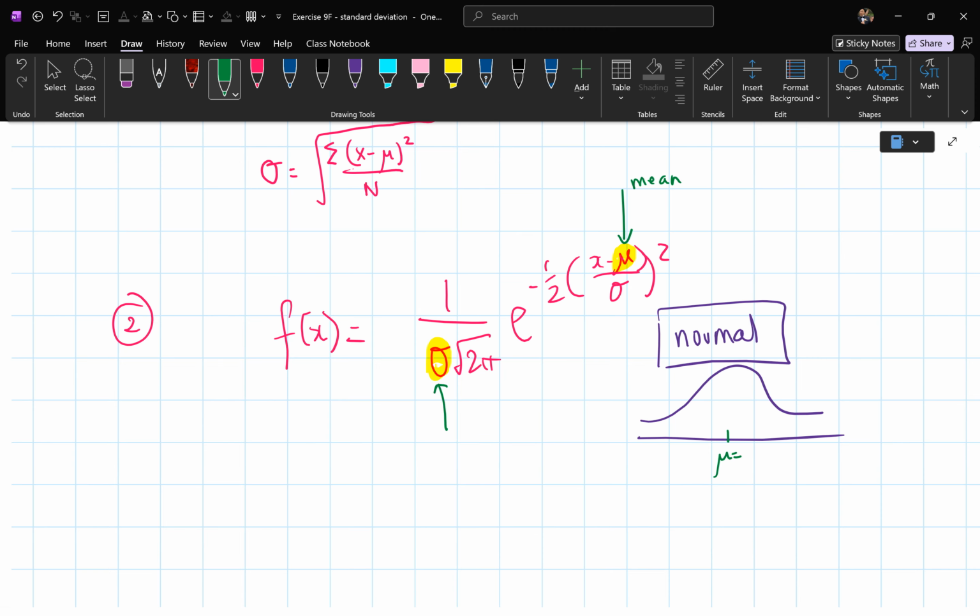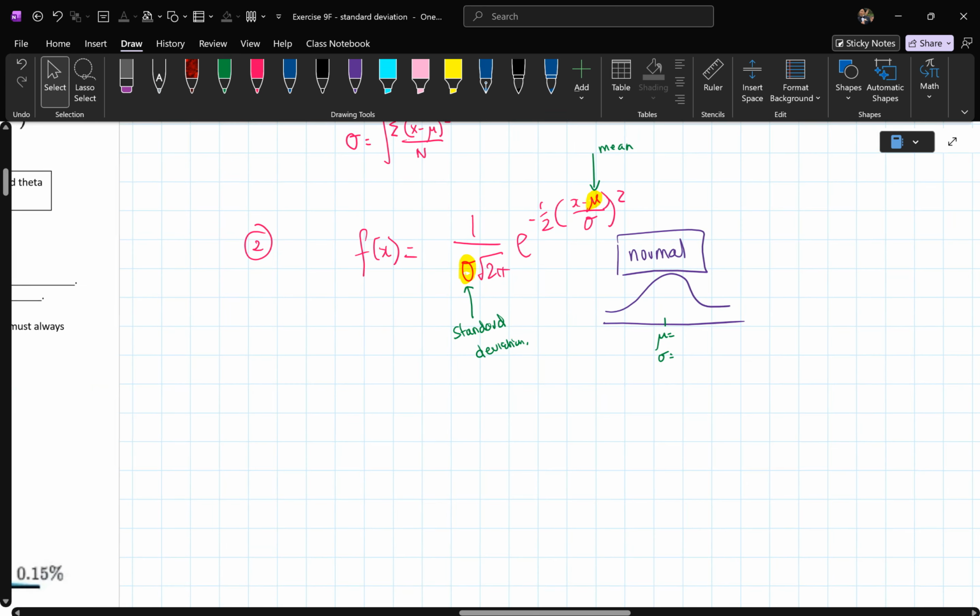And this symbol, sigma, Violet, standard deviation, which is the measure of spread around the mean. If you just know those two, what the mean is and what the standard deviation is, you can use your CAS to figure this out.